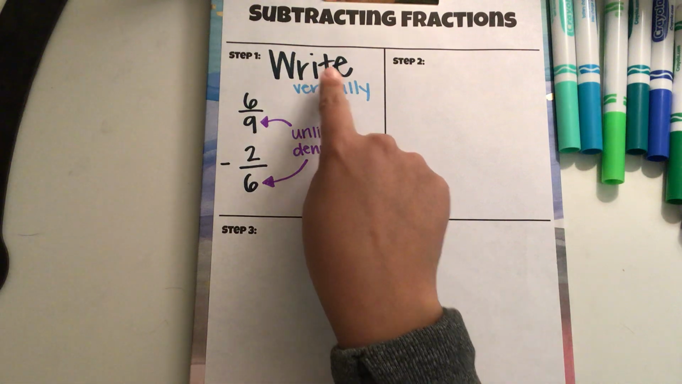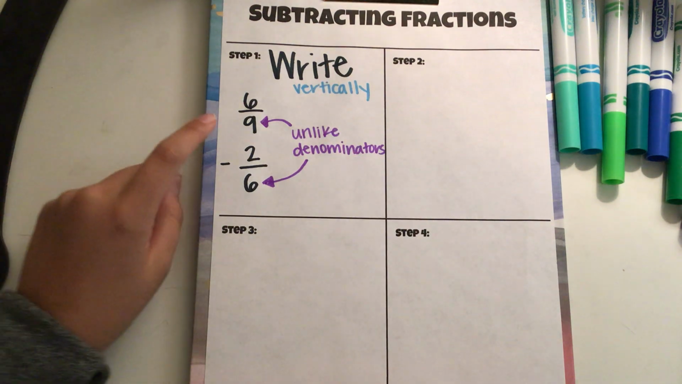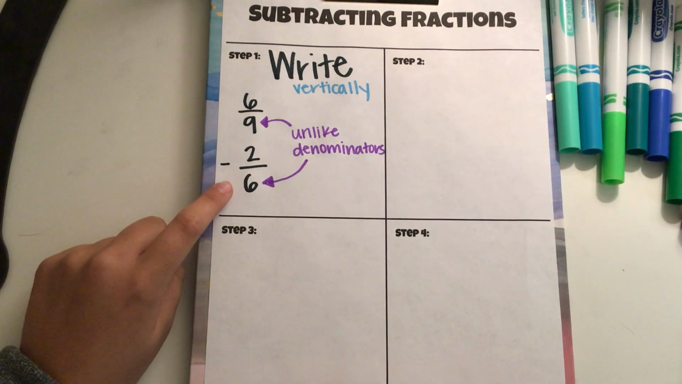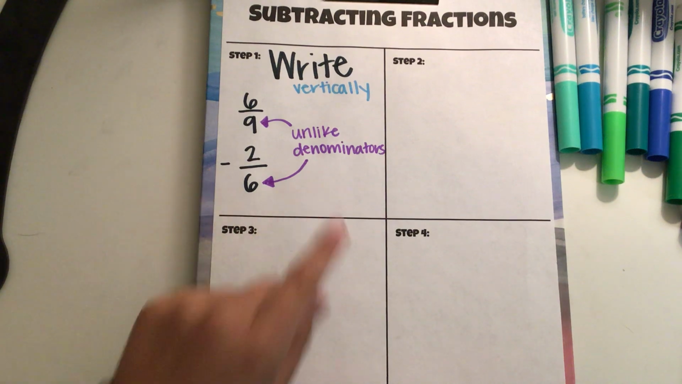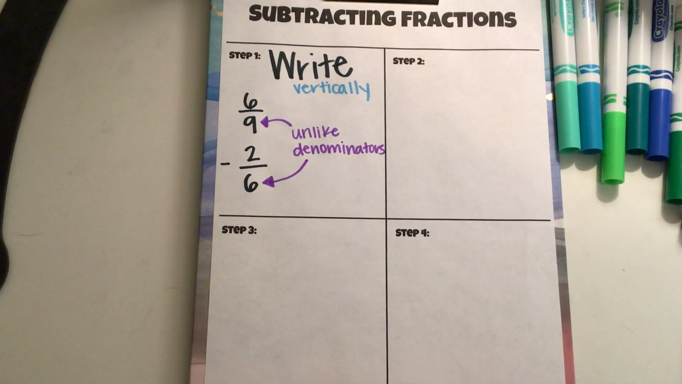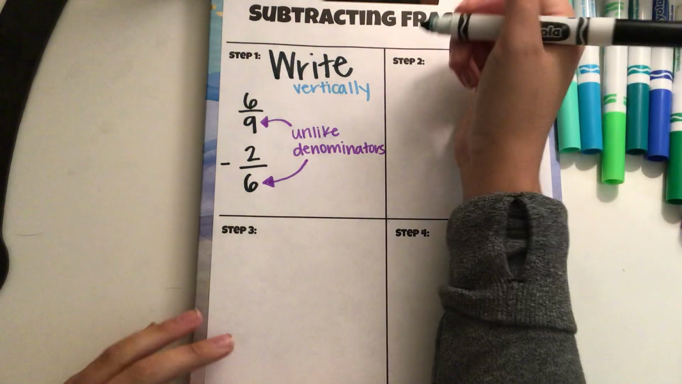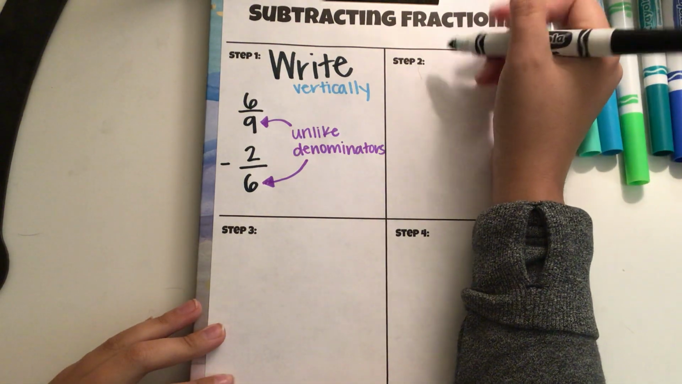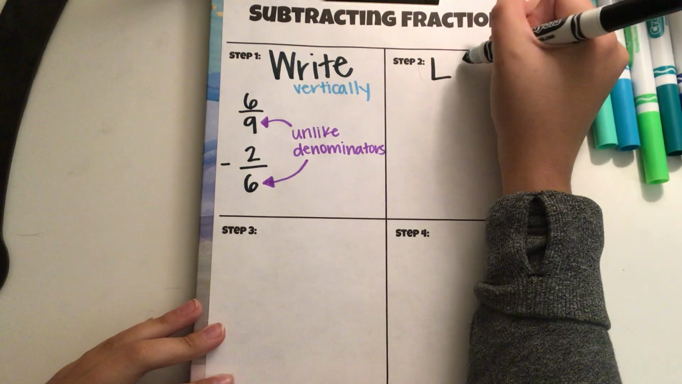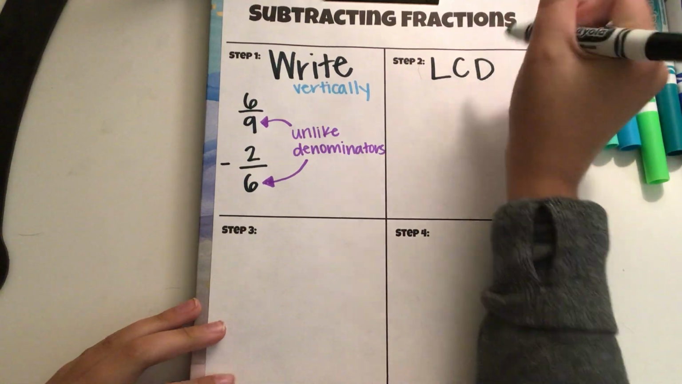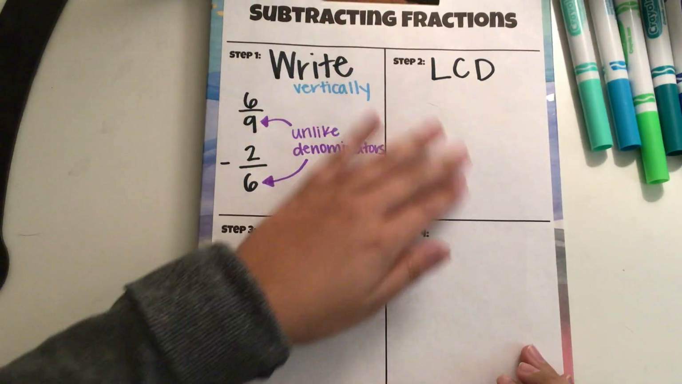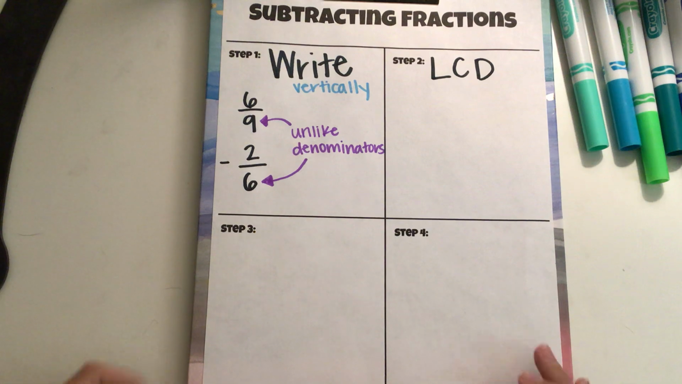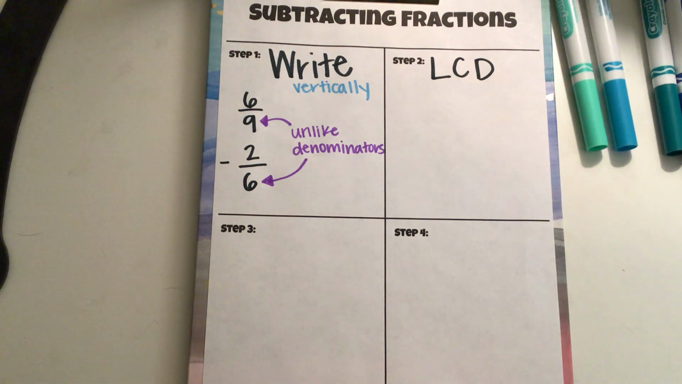So our step 1 was to write it vertically, and we did. The fraction we're doing today is 6/9 minus 2/6, and we have some unlike denominators. Step number 2 is we need to find the lowest common denominator. And we use the letters L, C, D to represent that. If you're still confused sometimes when you see LCD that means lowest common denominator, go ahead just like I am, and you can write it down underneath.